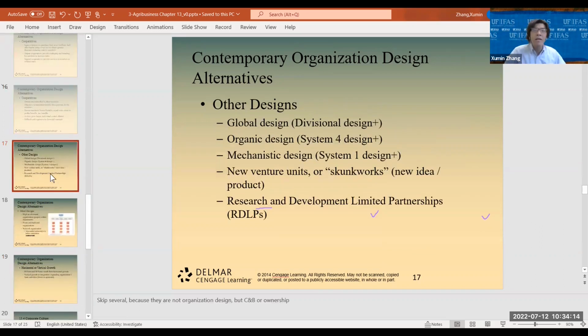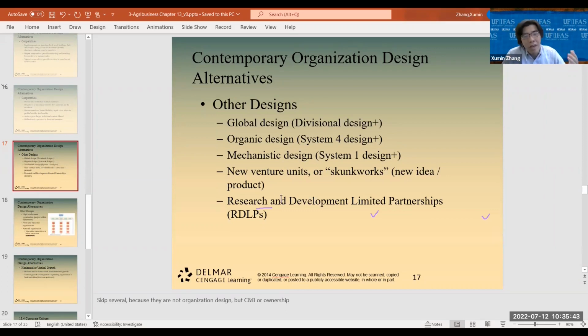I think for other contemporary design alternatives, they all exist, but these are less popular, less common. As we just discussed, we have the so-called multi-divisional form, the M form, for multinational companies, big companies. So it's called the global design. The same organic design. I simply call this a system for design. There will be like one design, right?